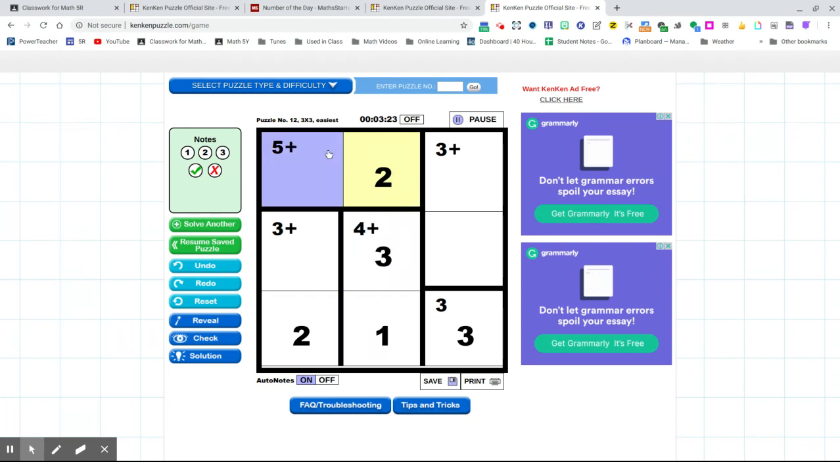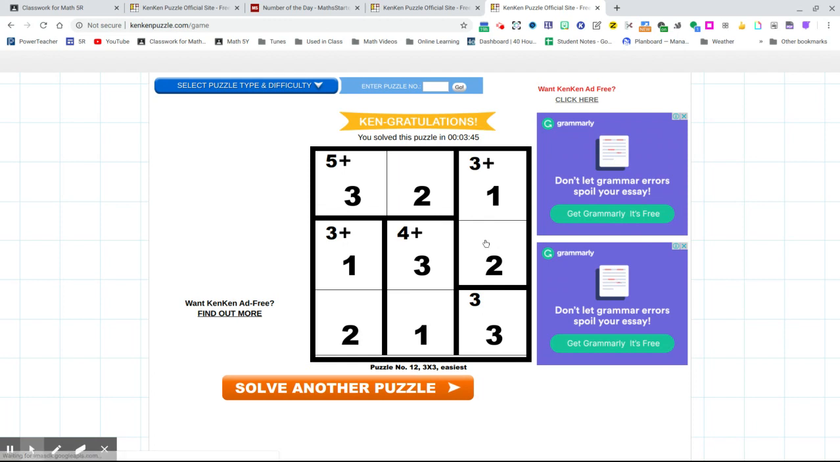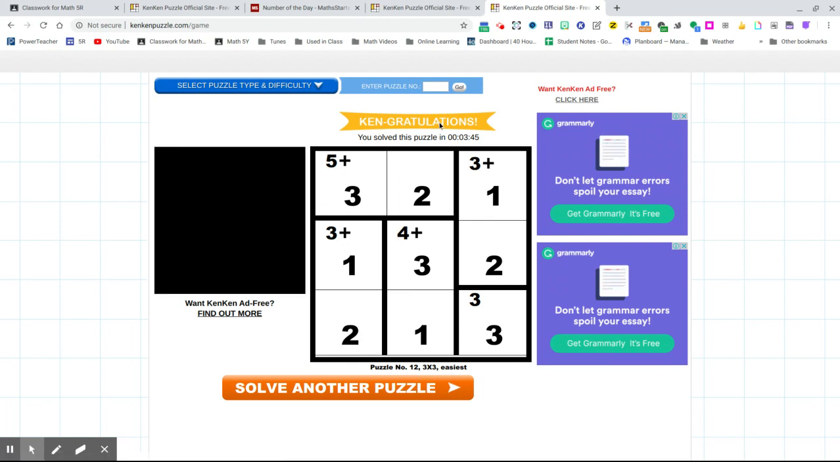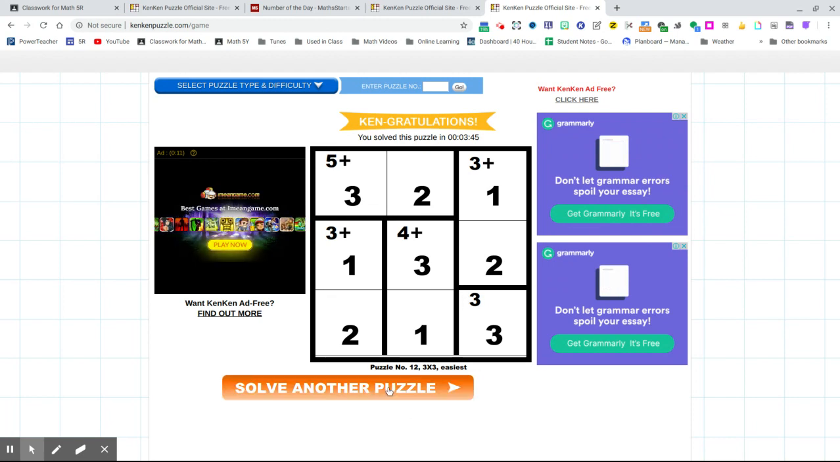Now, 2 plus what is 5? 2 plus 3 is 5. Okay, and there's my cage there. 2 plus, well, now I know I have a 3 here and a 2 here, so this has got to be a 1. All right, and 2 plus 1 is 3. Good. This has to be a 1 because 1, 2, 3. That would make this have to be a 2. All right, and it says, congratulations, I solved this puzzle. Okay, and then we just click on the next one, solve another puzzle.